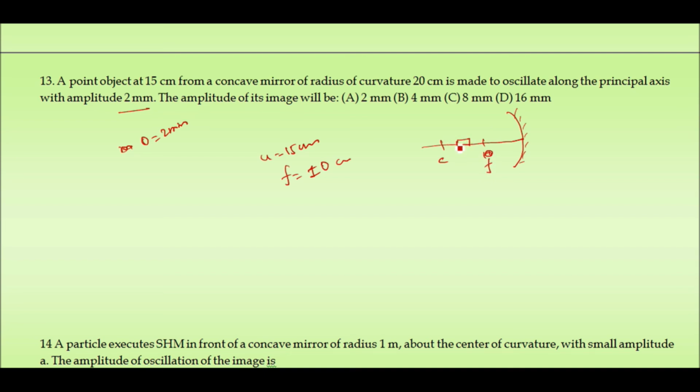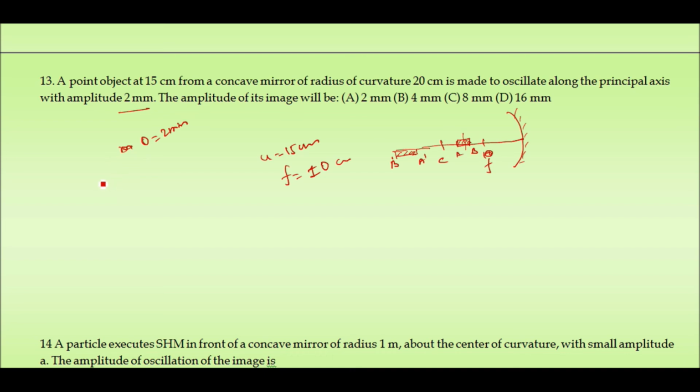longitudinal magnification. The object oscillates between these 2 points A and B, so clearly the image will be formed beyond the center of curvature, and this is the amplitude of oscillation. So this is B dash, this is A dash. Now how will you solve it?